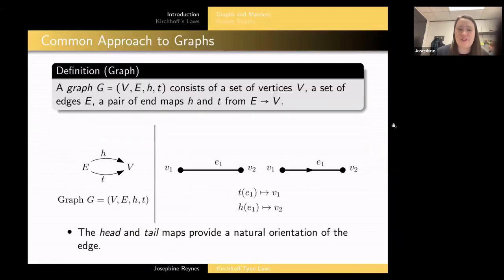So first of all, graphs are often thought of as having a vertex set, an edge set, and if you want some sort of orientation, you often have a pair of maps that map the edge set into the vertex set, head and tail maps. So you can see that they take an edge and they map it to the vertex set as a head and tail. And this provides a natural orientation for the edges. So we flow from the tail to the head. We have no necessary orientation, but we can suppose that there's this imposed orientation by the two different maps.